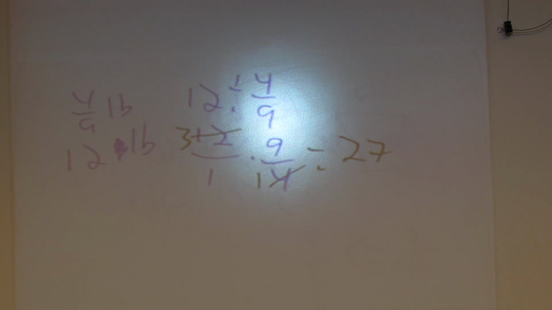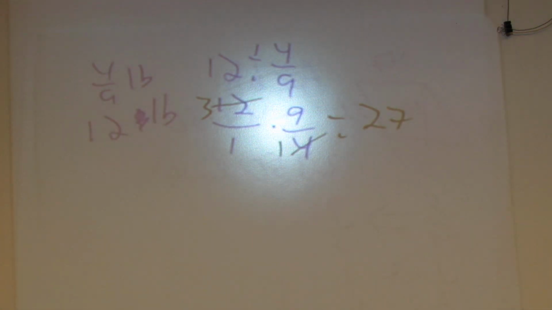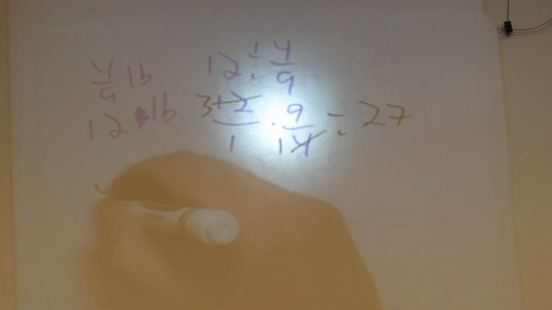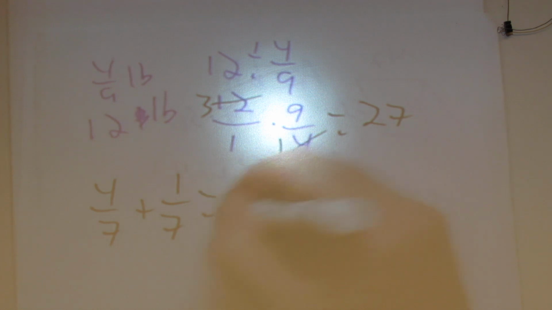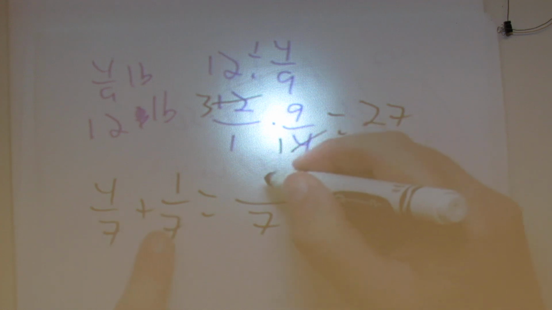The next kind of question is adding fractions. So let's say that we have 4 over 7 plus 1 over 7. We already have a common denominator, so we're just going to keep the 7 and add 4 plus 1 is 5. And that will be our final answer, since we cannot simplify this one.